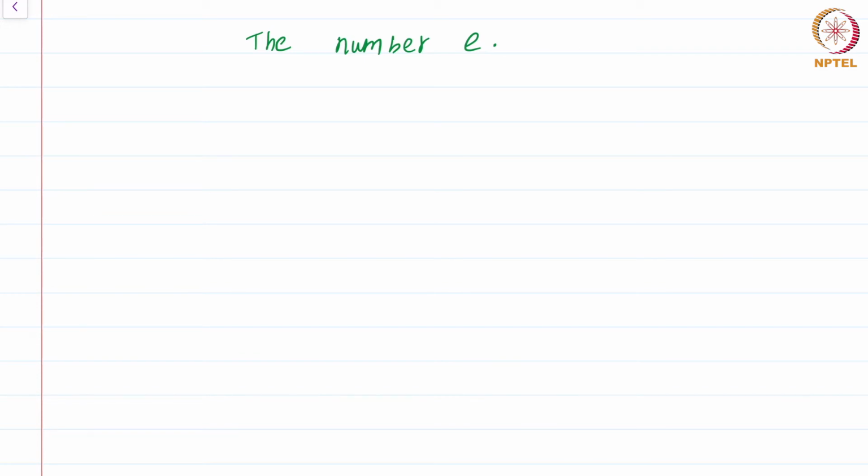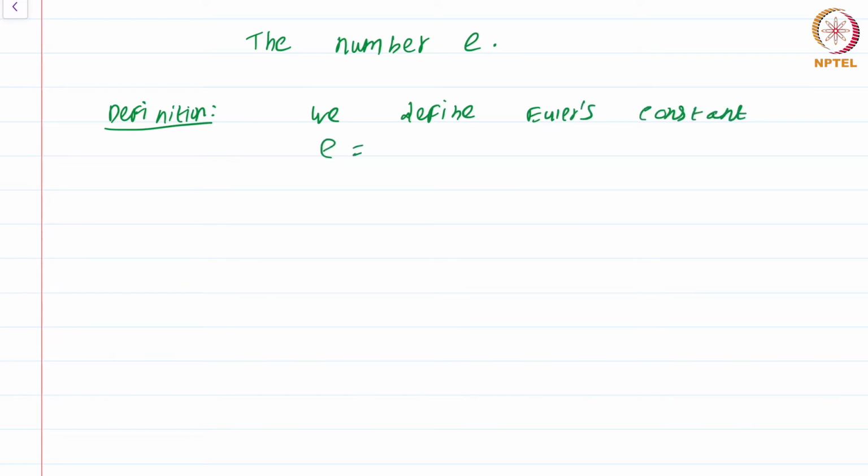So, definition: we define Euler's constant e to be the summation of 1 by n factorial, n running from 0 to infinity. In other words, it's this familiar 1 plus 1 by 1 factorial plus 1 by 2 factorial plus so on.